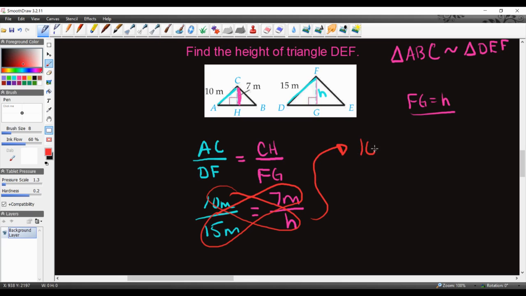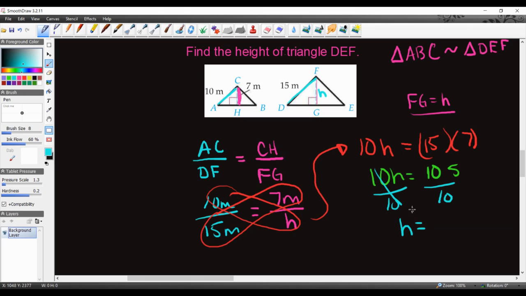So I would have 10H. I'm going to drop the meter for now. 10H is equal to 15 times 7. I'm dropping the meter because I know that it's just a one-dimensional thing. At the end, make sure you put your meters back. Then we would just solve. 10H equals 15 times 7, which would be, let's see, 7 times 5 is 35. 7 times 1 is 105. Then I would just divide both sides by 10.